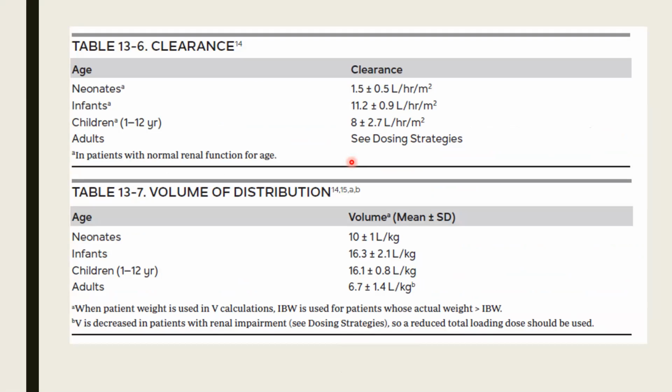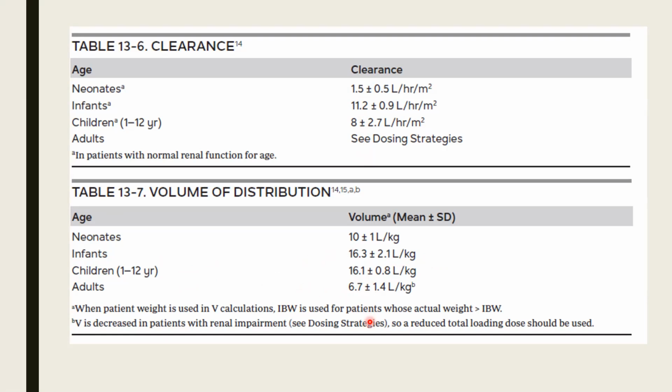And then the clearance for adults, see dosing strategies later on. So for the clearance, 1.5 plus or minus 0.5 liter per hour per meter squared. This means that when children are admitted and going to be given digoxin, we can calculate from here. So the clearance of infants is higher than children, and also higher than adults. And for volume of distribution, neonates 10 to 1, infants 16.3, children 16.1, and adults 6.7. So adults actually have a lower VD.